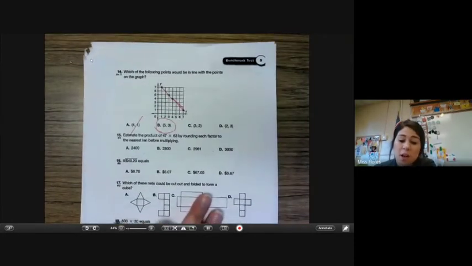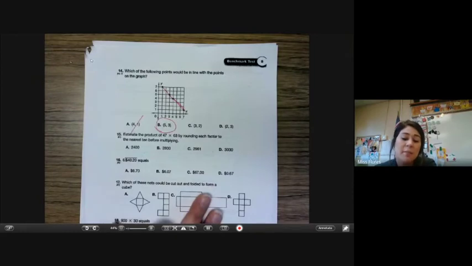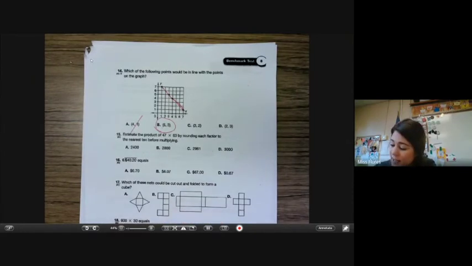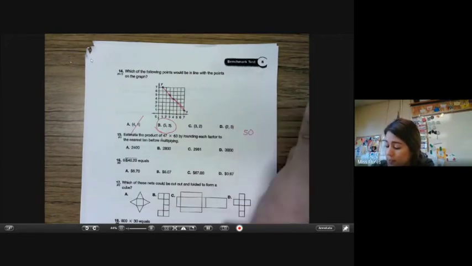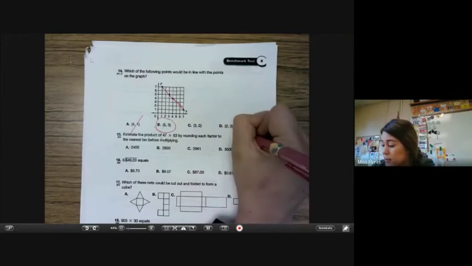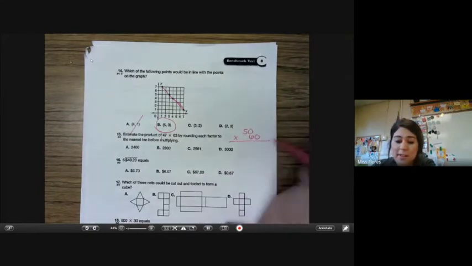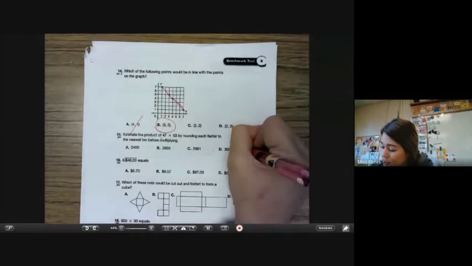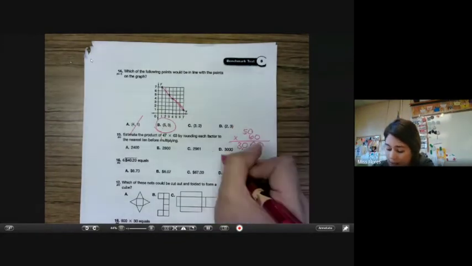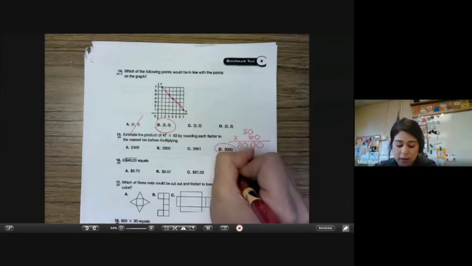15, estimate the product of 47 times 63 by rounding each factor to the nearest 10. So 47 is going to be rounded to 50, and 63 is going to be rounded to 60. So I'm going to hang out my 0 and drop it straight down. I know that 6 times 0 is 0, and 5 times 6 is 30. So I'm going to get 3,000, and our answer is D.